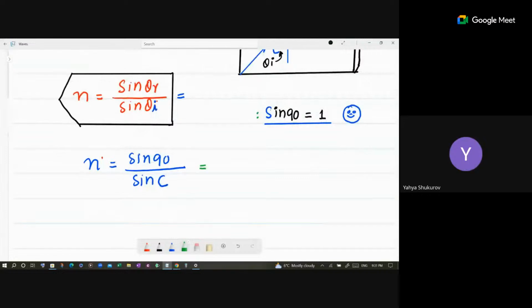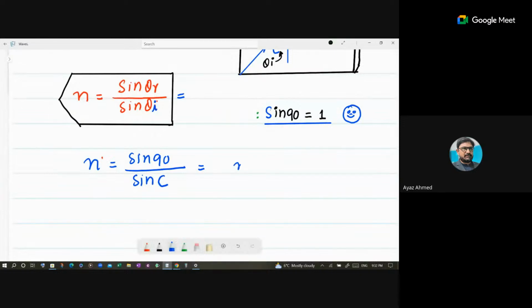Your calculator is in radian. You know, in the last lesson we did the same. Your calculator was probably in the radian. Okay. So here sine 90 is 1.